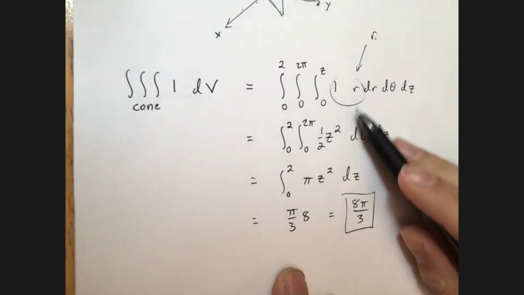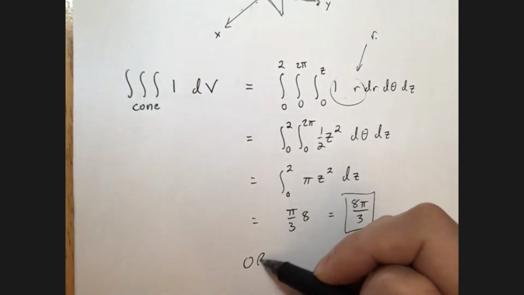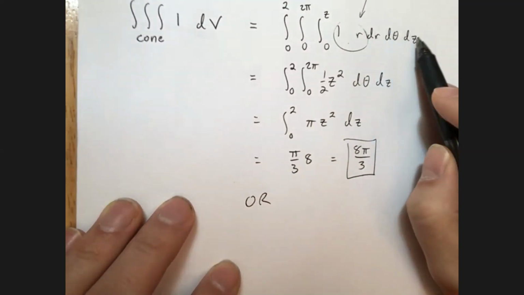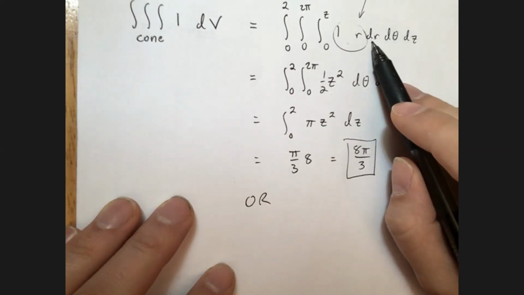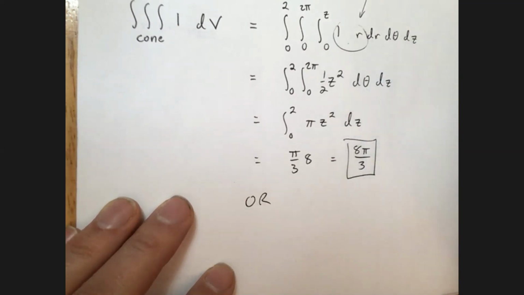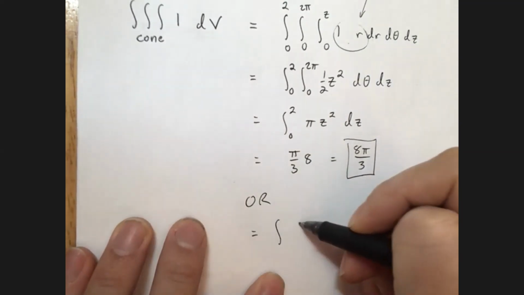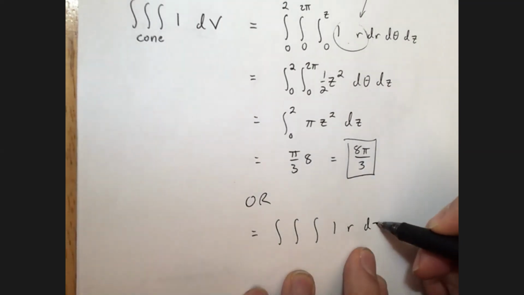I didn't write the evaluations as I did in the last problem. I'm trying to save a little bit of space here. You can fill in the details on your own. I want to point out, though, that we could have done this a slightly different way. We didn't have to do dr d theta dz. You could have done dz d theta dr, or actually dz dr d theta. Either one of those would work. Let's do this integral dz.